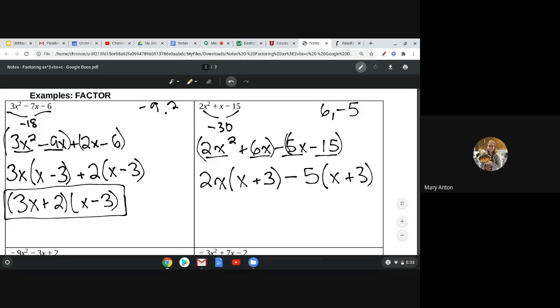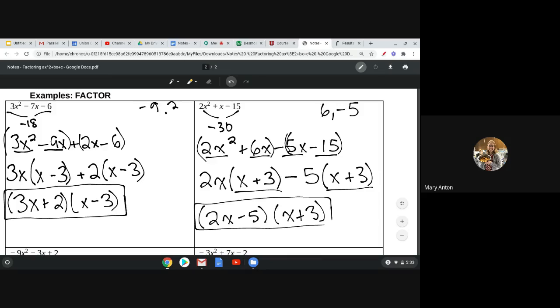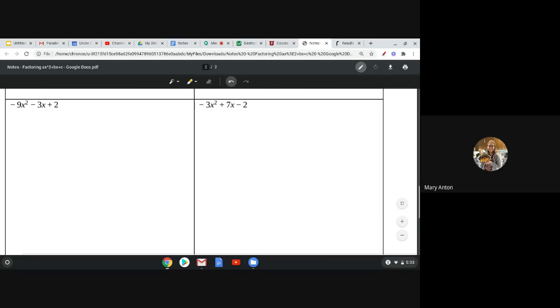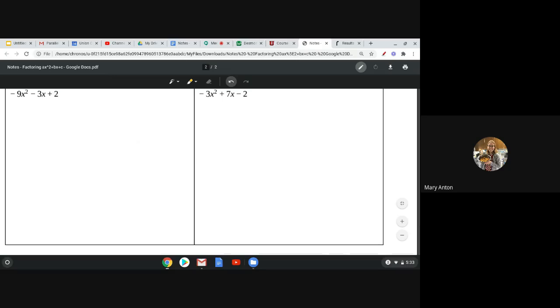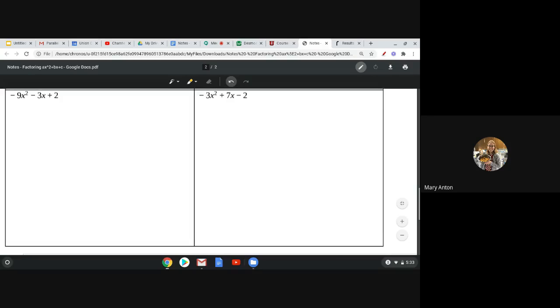All right, and now these two terms are the same, so we know we're on the right track. And our result is, we can factor out that x plus 3, and we get 2x minus 5 times x plus 3. We can't factor any of these binomials anymore, so therefore, that is our answer. All right, we got two more abstract examples, and then we'll do a more concrete application example.